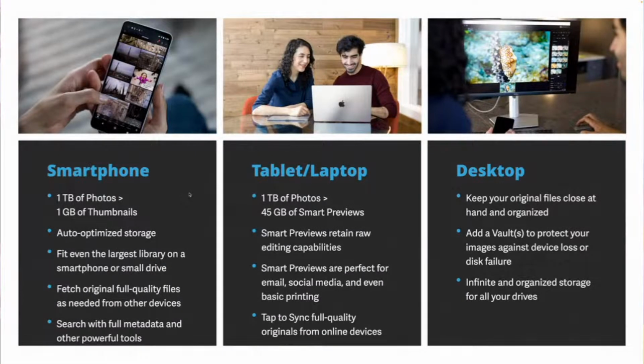So 1 terabyte of data on a phone is just going to take up 1 gigabyte of space. And that'll be thumbnails and a full catalog so you can search. If you want smart RAW files, small smart previews that are fully editable with raw data, 1 terabyte gets shrunk down to about 45 gigs. So that 10 terabyte photo library takes up about 450 gigs of space on my 2 terabyte iPad or my 2 terabyte laptop. And that's totally optional.